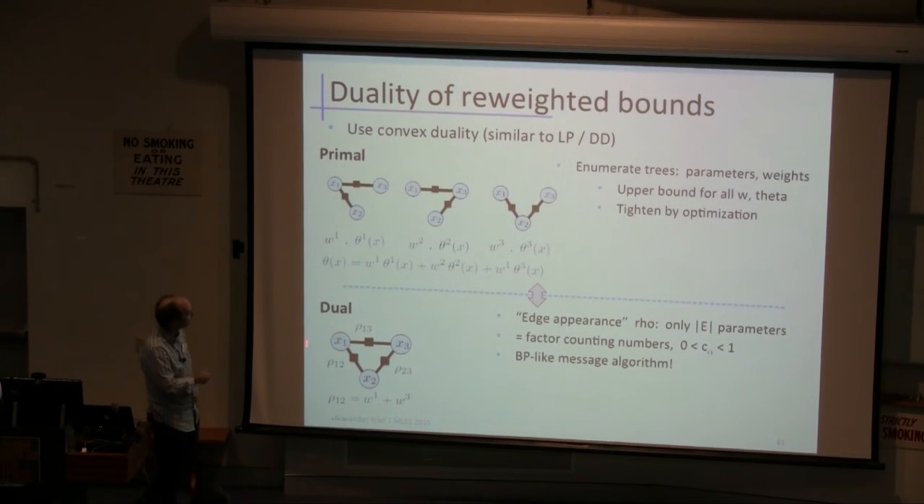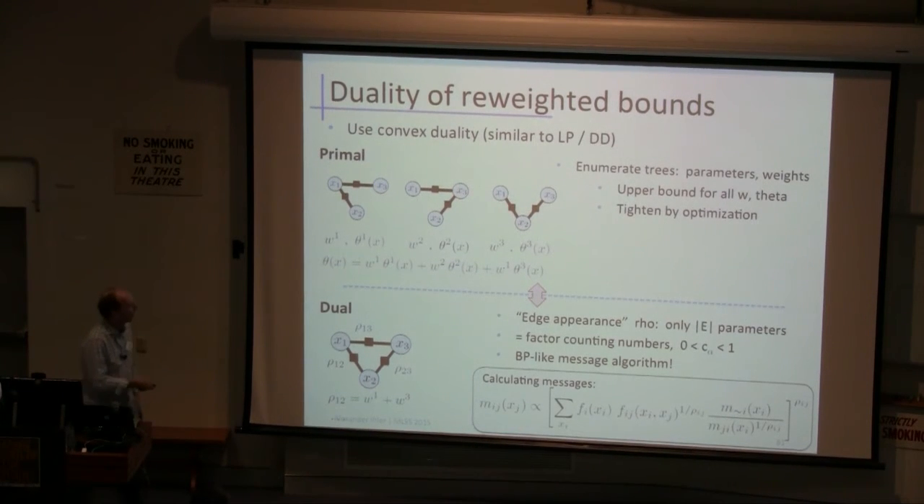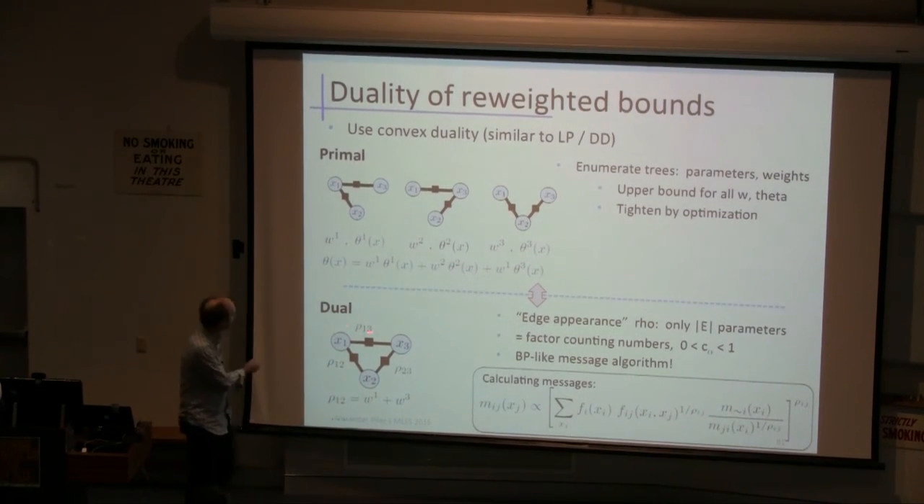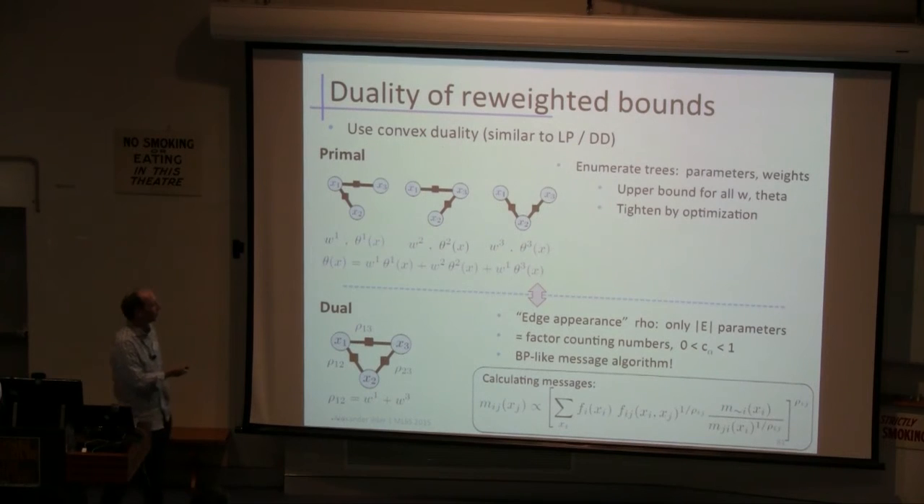And optimization in this dual form, just like the linear programming form, we can derive a message algorithm that looks quite a lot like BP. In fact, it looks exactly like BP, except it has an additional term, these weights. These edge appearance probabilities appear in the recursion in a weighted way. And so, in fact, these end up looking quite a lot like the counting numbers, where the contribution of this factor is being downweighted by the edge weight.